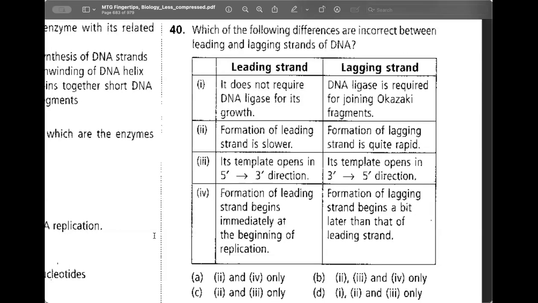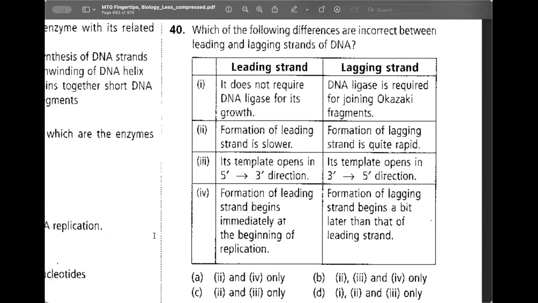So why do you think 2 and 4 are incorrect? Because the difference is that in the leading strand it is fast growth, whereas in the lagging one it is slow growth. So it's wrong. Right. So 2 is of course incorrect, and that is the reason. See, 2 is the most obviously incorrect. And that's why you will see 2 in every option. A, B, C, D all have 2 in it, right?